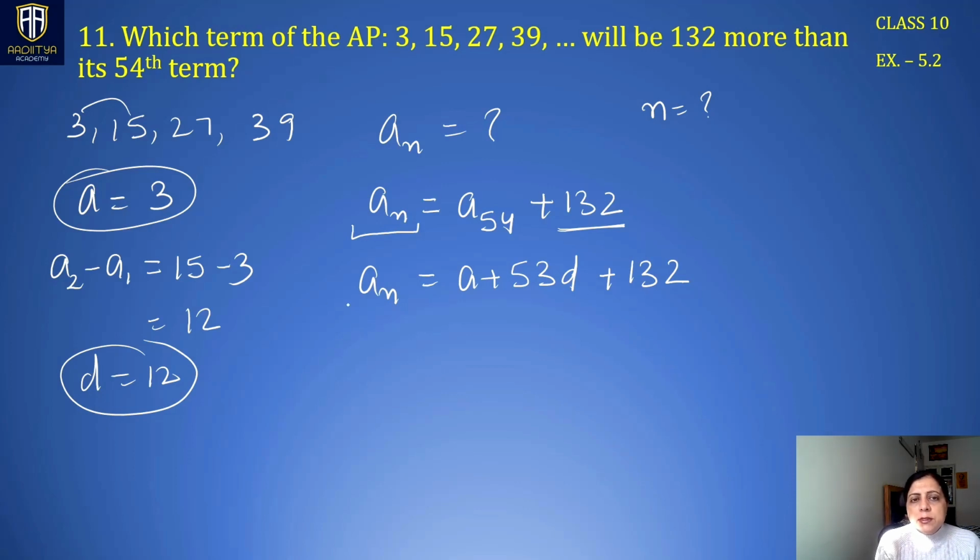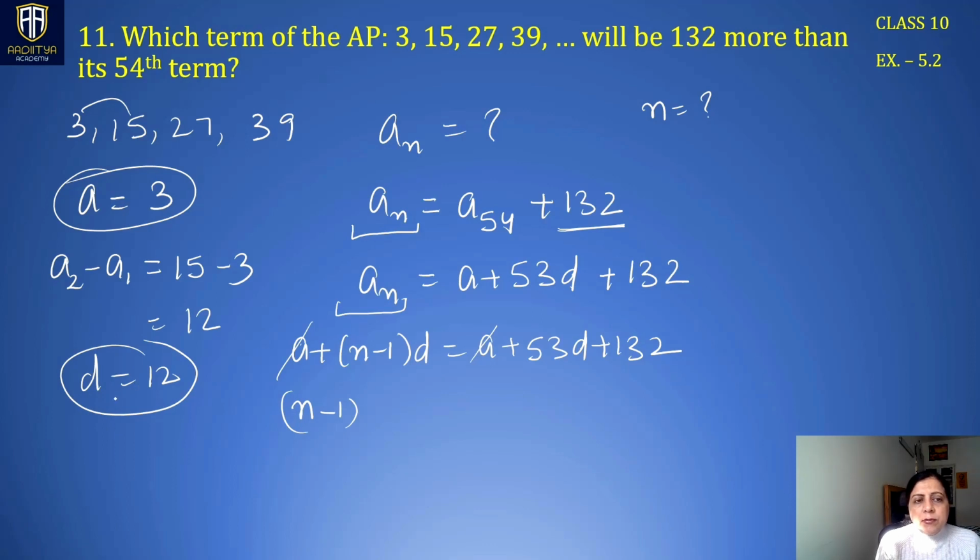So what we have to do is, we have to put the value of an, which is A plus n minus 1 D, equals A plus 53D plus 132. So you can solve it further. You can see that these two A's are getting reduced on both the sides. You can bring this A to the left hand side, it becomes minus A. So now we are left with n minus 1 D. The value of A is given as 3. Since A is reduced, we need not put the value of A.